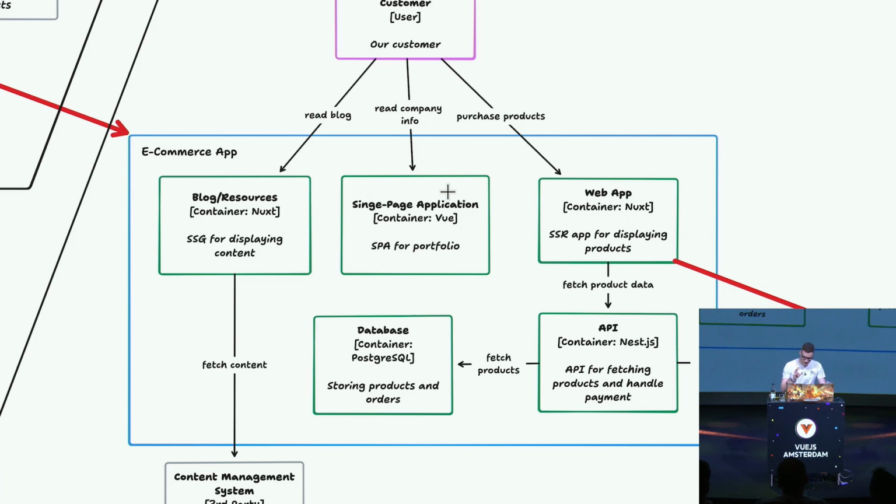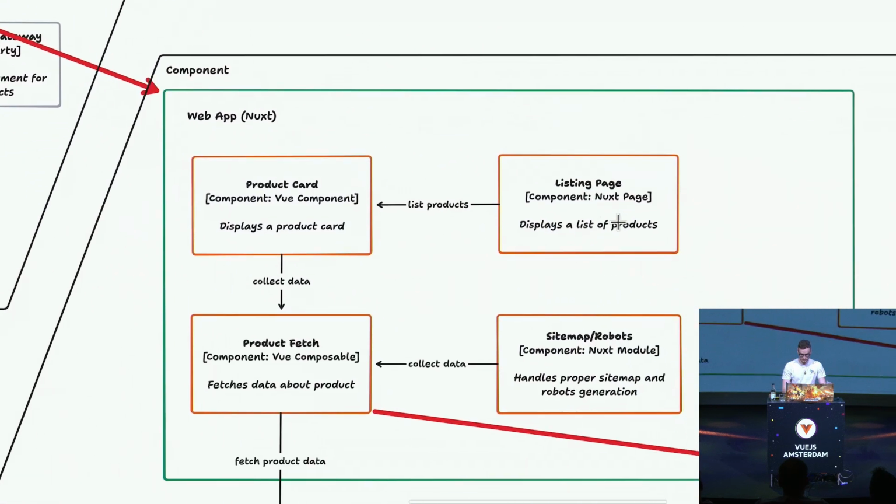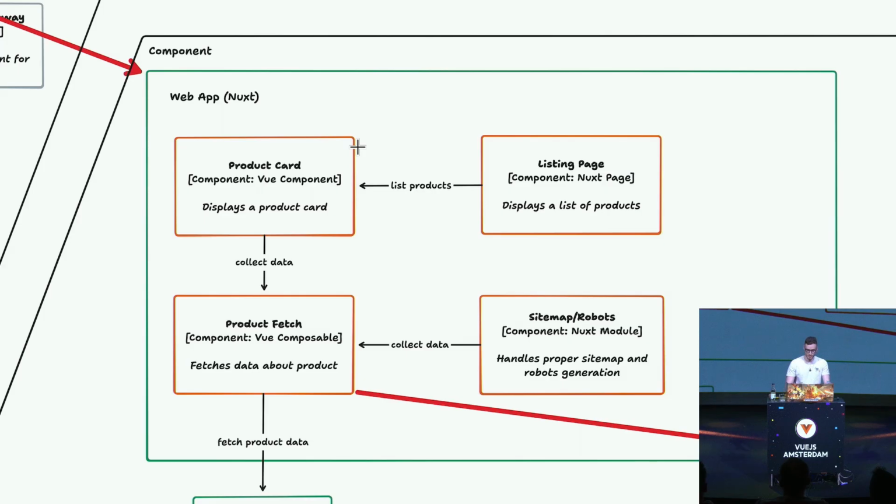But let's say that we are interested in seeing what this web app actually has inside. So we can go also a level deeper into the component level. And in here, we will see that the web app can have a product card component, a listing page, product fetch, maybe some kind of a module for handling sitemap and robots.